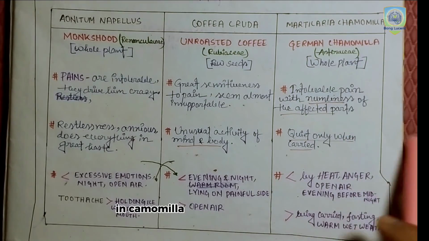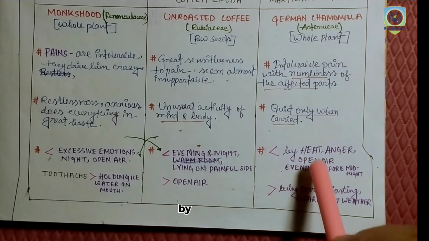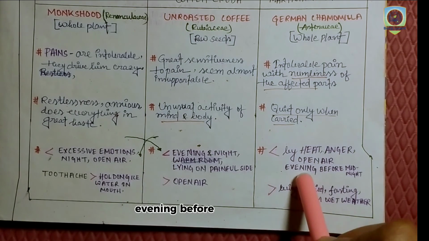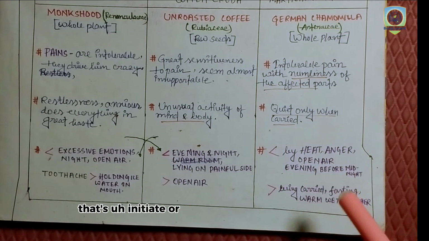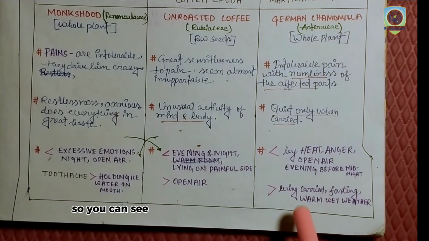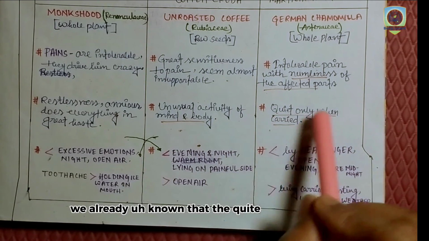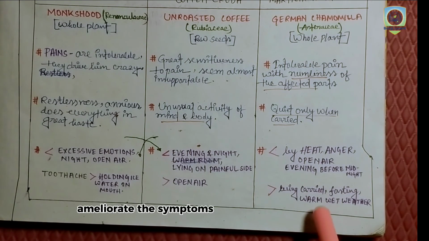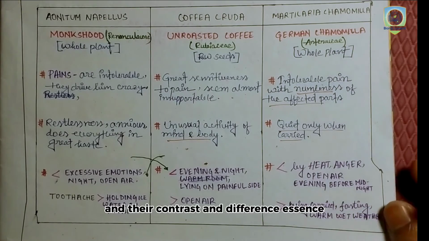Okay, in chamomilla, what are the modalities, aggravated from? Actually, chamomilla is an anger remedy. Aggravated by heat, anger, and here also open air aggravates the complaints. Also evening, before midnight. These are the aggravations. In amelioration, the chamomilla patient ameliorates by being carried. We already know that the patient is quiet only when carried. So being carried, fasting ameliorates the symptoms, and also warm wet weather. So these are the trio of pain remedies and their contrast and differentiations.